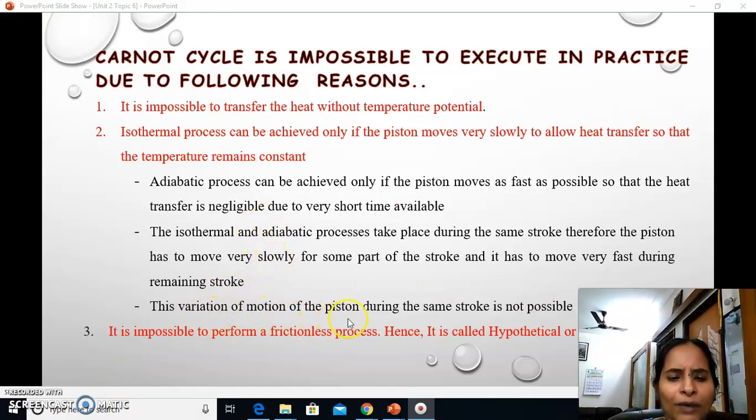This variation of movement of the piston during the same stroke is not at all possible, and it is impossible to perform a frictionless process. Thus it is called a hypothetical or ideal cycle. The isothermal process needs very slow movement of the piston, and the adiabatic process needs very fast movement of the piston, and that also has to happen in the same stroke, which is not at all possible.